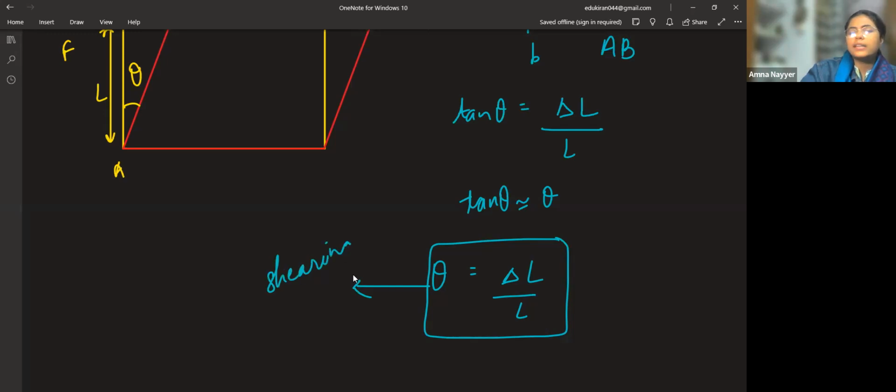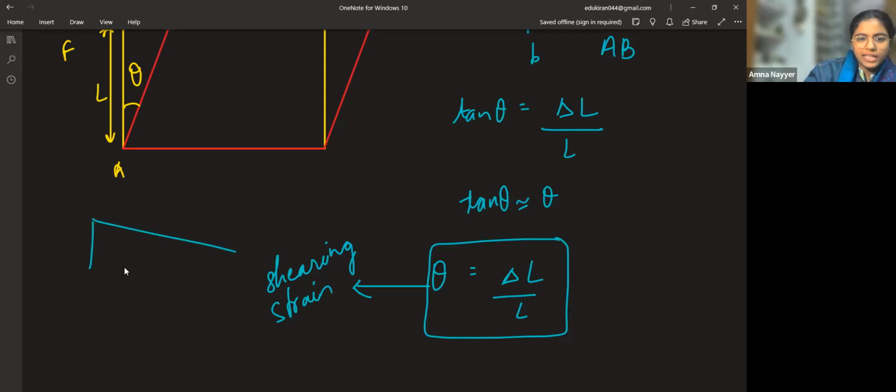Usually you do not get this derivation in your exam. This is not very important. It's very easy. You can just keep it in your mind and that's enough. While revising, you can see it. If it comes, it will be in a 2 marker question with an additional question like define strain, define Hooke's law, something else. All right. So this is shearing strain.